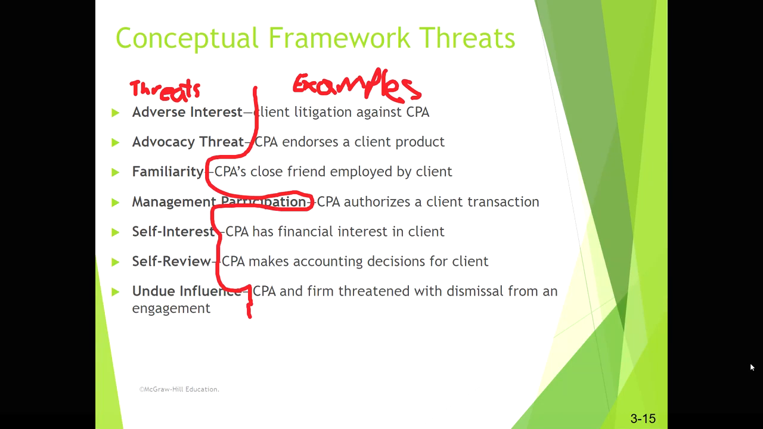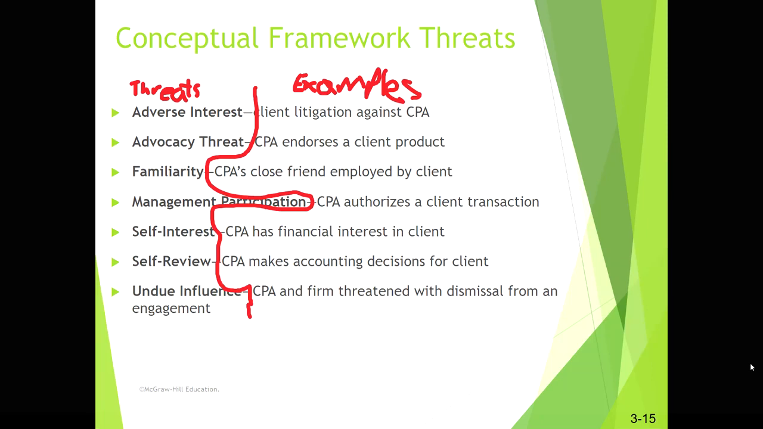An advocacy threat is kind of the opposite. So now, instead of you being against the client, now you're for the client. So your example is endorsing a client's product. Well, now that also impacts your independence, because now you're being an advocate for the client as opposed to an advocate for the shareholders.